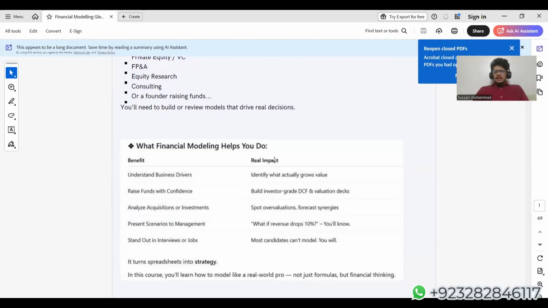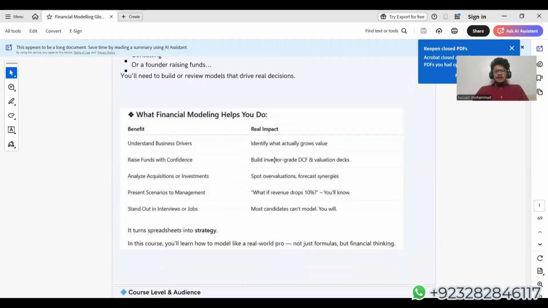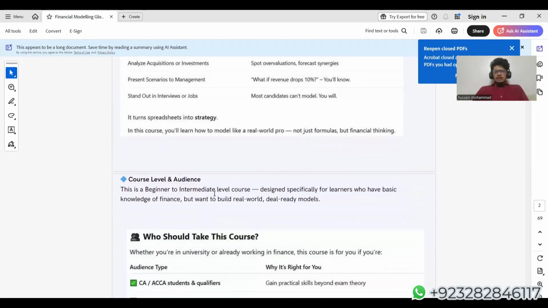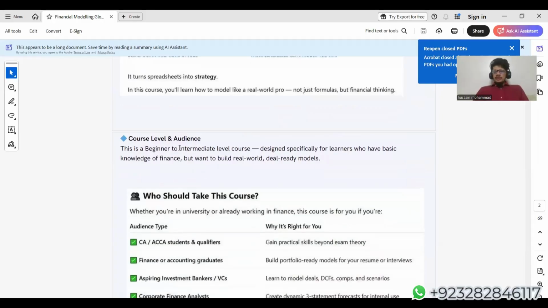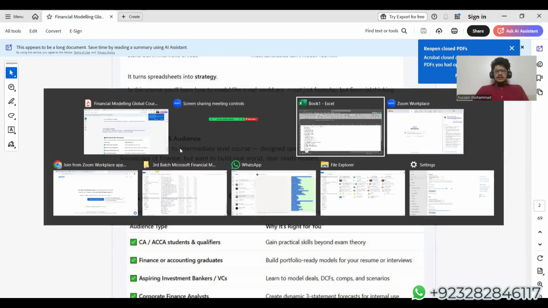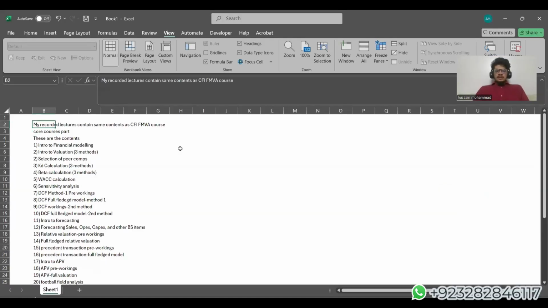What financial modeling helps you to do, course level and audience. Now, for this course level and audience, the point that was left to explain was course contents. What are going to be the contents of the course? My recorded lectures contain the same contents as CFI's FMBA course. I have made it on its basis, and I have added some more contents as well.